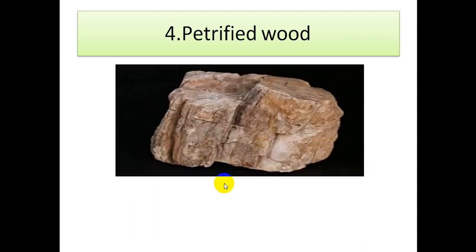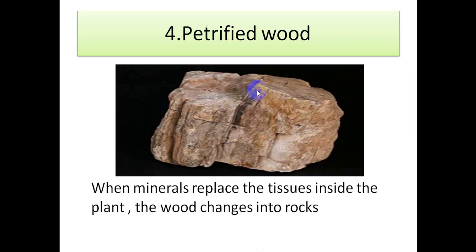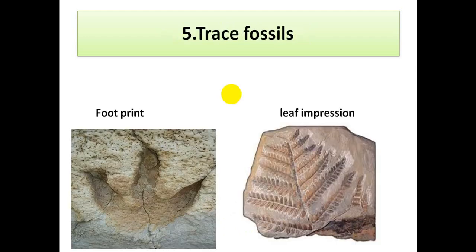Petrified wood. As we see here in the picture, it seems like a piece of rock. Actually, it's not. It was a tree, a piece of wood. When minerals replace the tissues inside the plant, the wood changes into rock. When a part of the wood goes underground, by heat and pressure, minerals seep inside and replace the tissues of wood to rock. This is called petrified wood.